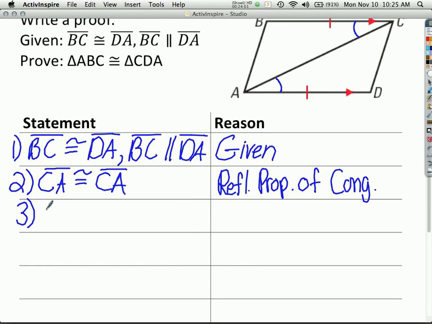Angle BCA is congruent to angle... You have to match the order. So BCA, what would have to come first in the other angle? D has to come first because D matches the B. So DAC.